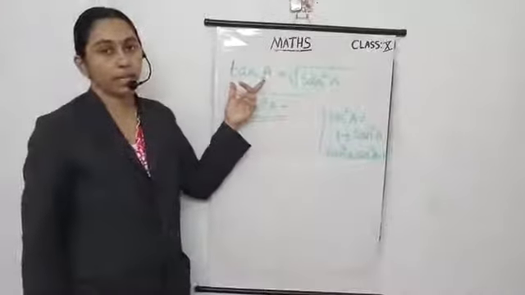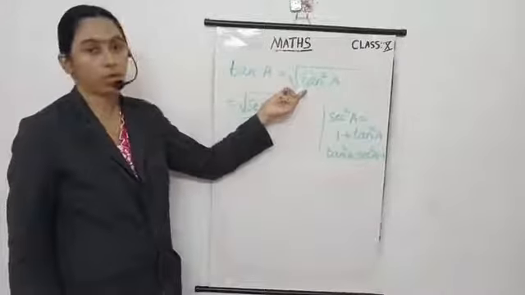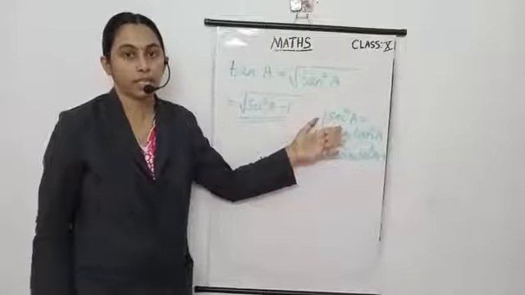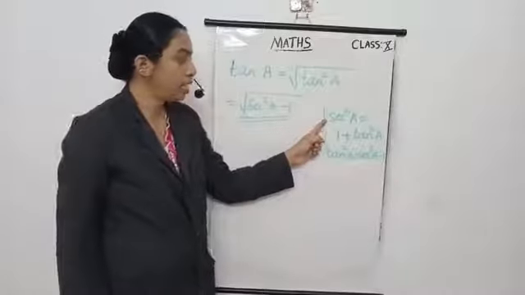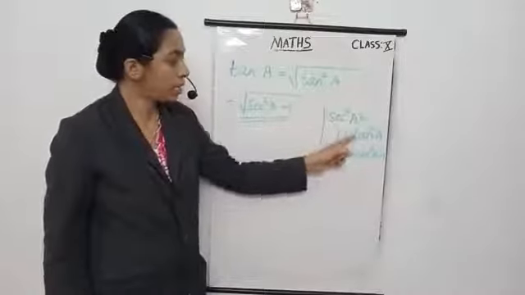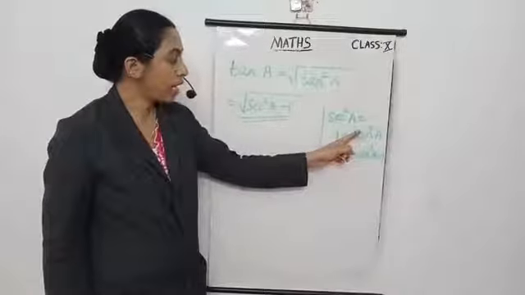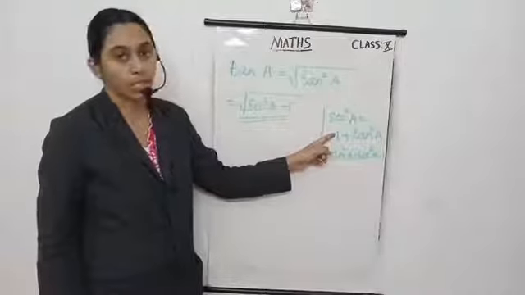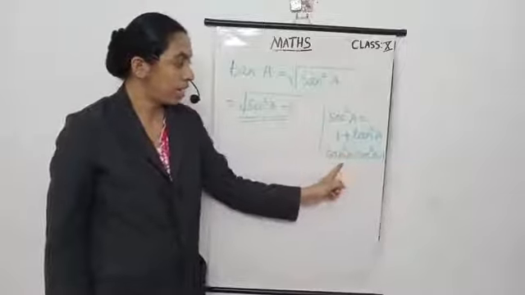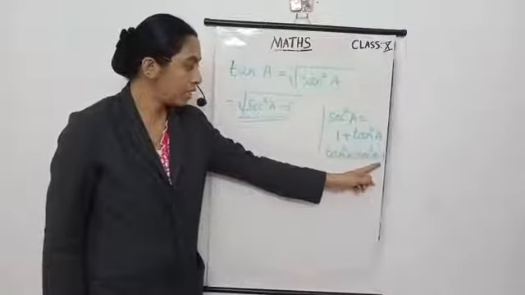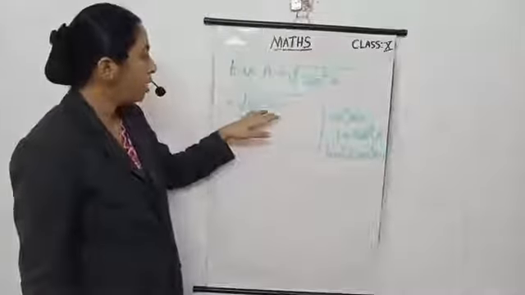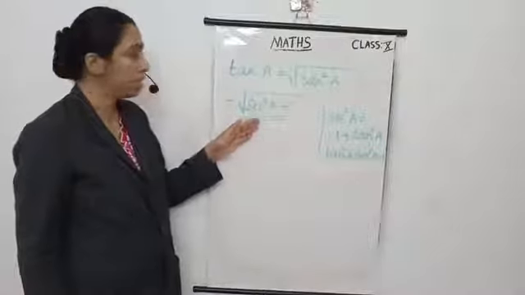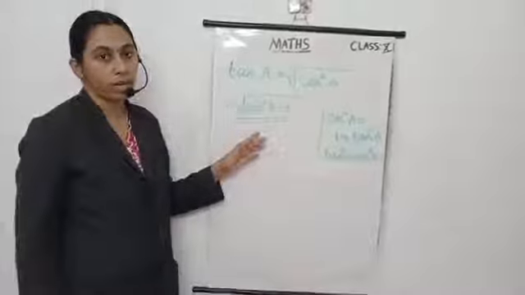So next, tan A. Tan A we can write as root of tan square A. Now, the relation between tan and sec: we have the trigonometric identity sec square A equals 1 plus tan square A. From here we can write tan square A equals sec square A minus 1. Transpose this 1 to the right hand side, we get tan square A equals sec square A minus 1. So substitute this value here, root of sec square A minus 1. So tan in terms of sec is root of sec square A minus 1.